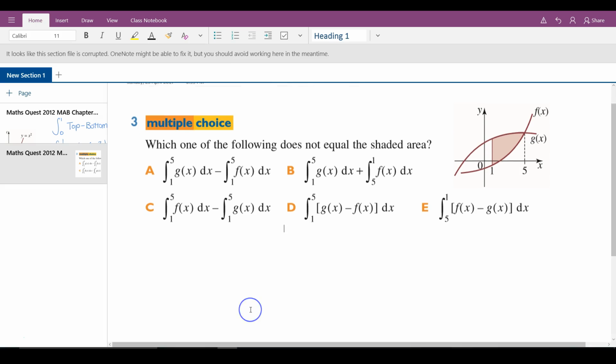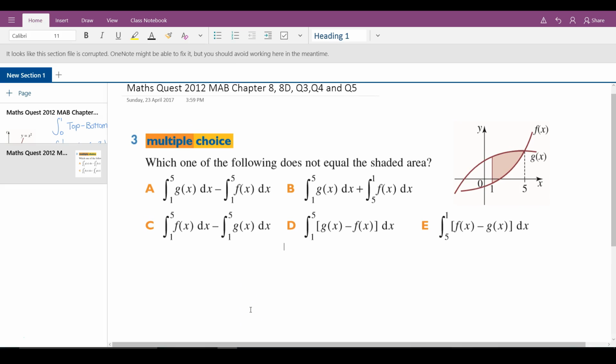All right, question 3. Which one of the following does not equal the shaded area? All right, this one's a bit tricky. It says does not. So we're supposed to find the wrong one. So there should be 4 correct ones and 1 wrong one. So let's look at our function. Let's just decide which one is the correct function first.